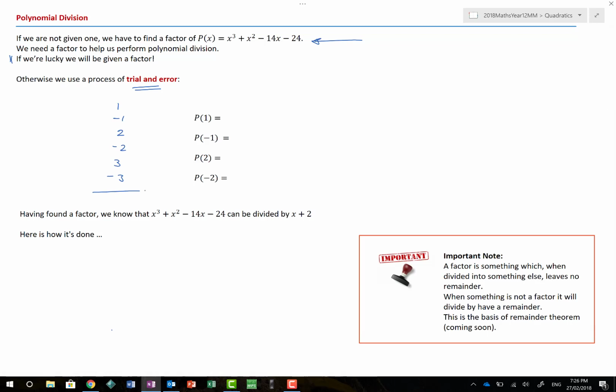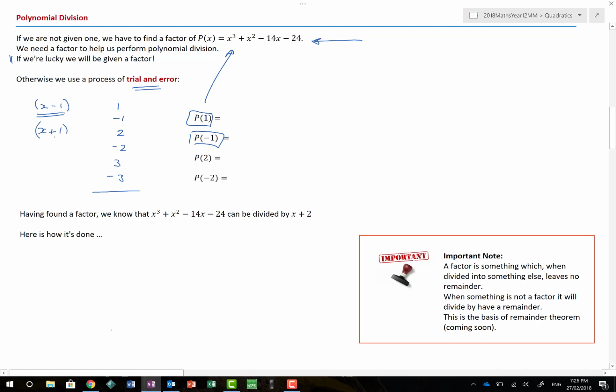a different method. But, big hint here, when I'm putting p equals 1 into this equation, what I'm really doing is saying, what will my remainder be when I divide it by x minus 1? Right, so again, by putting p equals 1 in there, it's the same as saying I'm dividing by x minus 1. P equals -1 is the same as dividing it by x plus 1, and so on.